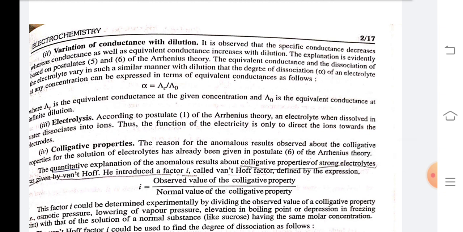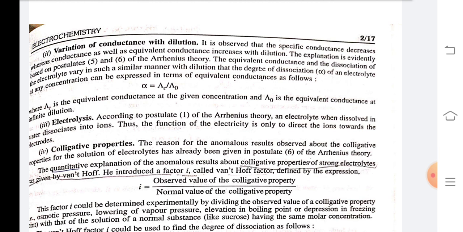2. Variation of conductance with dilution. It is observed that the specific conductance decreases whereas conductance as well as equivalent conductance increase with dilution. The explanation is evidently based on postulates 5 and 6 of the Arrhenius theory. The equivalent conductance and dissociation of the electrolyte vary in a similar manner with dilution, so that the degree of dissociation of an electrolyte at any concentration can be expressed in terms of equivalent conductance as follows: alpha = lambda_C / lambda_0. Lambda_C is the equivalent conductance at the given concentration and lambda_0 is the equivalent conductance at infinite dilution.